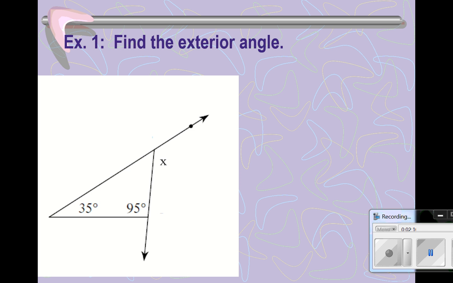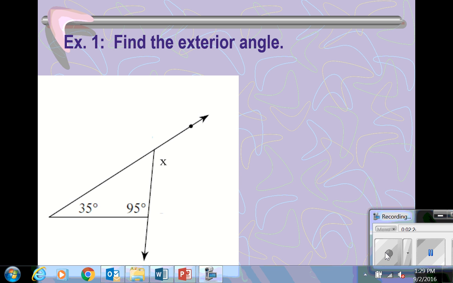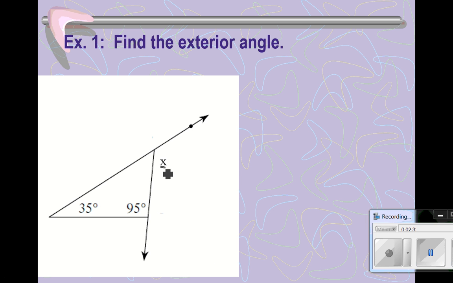Now let's do example 1. Please write the directions and draw the picture, and then I'm going to show you a strategy to help you set up. First thing we're going to do is determine what our answer should be. And because it says find the exterior angle, that's this angle right here, which is on the outside. So let's draw a box so we know what our answer should be. And we can fill in the answer to what x equals, because x is labeled as our exterior angle.